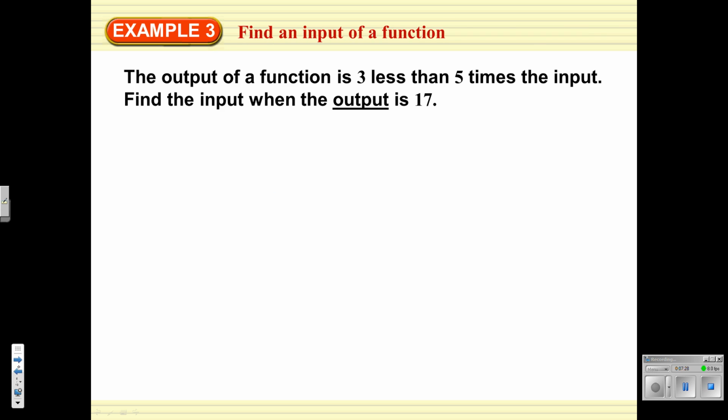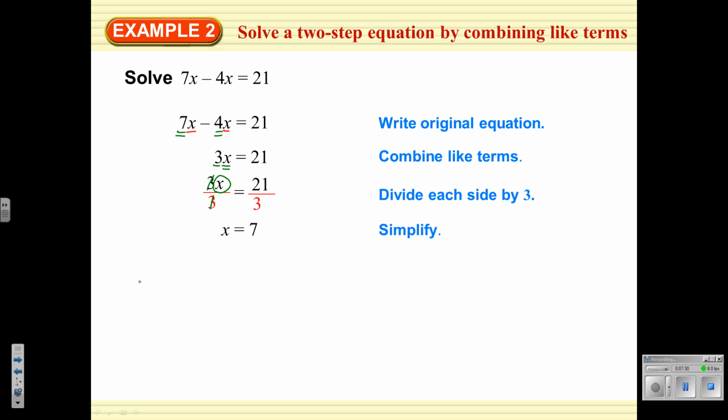And we could put that back in, and we could check. Let's go ahead and check that. I thought maybe the video would do it, but let's check it. So we have 7 for x, so we have 7 times 7 minus 4 times 7 equals 21. And we're going to make sure that checks out. Okay, 7 times 7 is 49. 4 times 7 is 28. And 49 minus 28 equals 21. So our solution checks out. Okay, always good to check your work.